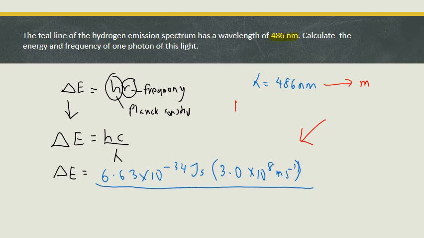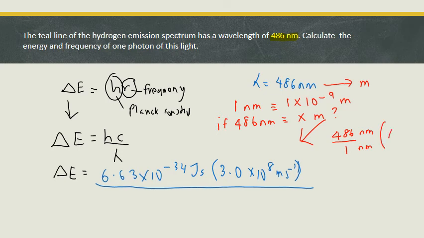Dekat sini kita tahu 1 nanometer bersamaan dengan 1 kali 10 negatif 9 meter. Okay, so if 486 nanometer, then berapa meter you akan dapat? You buatlah darab silang, dapatkan nilai X tersebut. 486 bahagi dengan 1 darab dengan 1 kali 10 negatif 9.